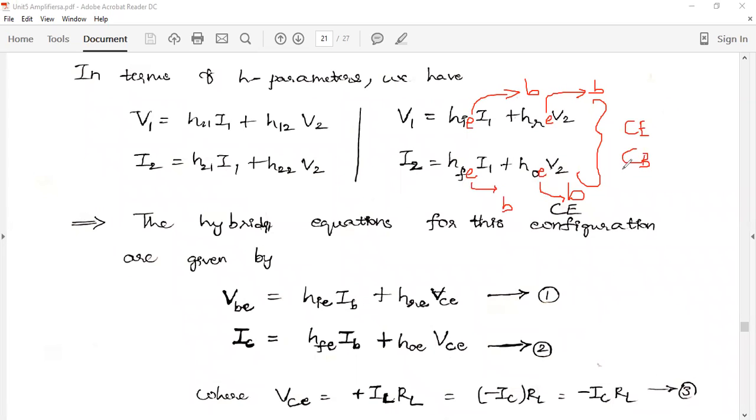First one is HIE, input impedance for common emitter configuration. HRE means reverse voltage gain for common emitter configuration. HFE means forward current gain for CE configuration. HOE means output admittance for CE configuration. If the suffix is replaced with C, then that configuration is common collector configuration.